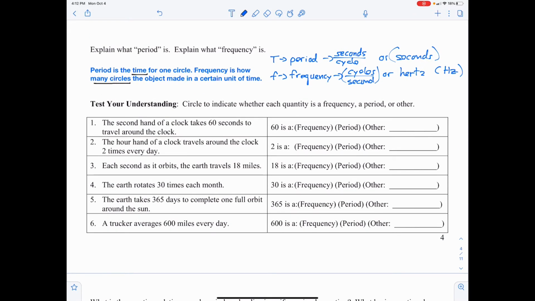Test your understanding. Circle to indicate whether each quantity is frequency, period, or other. Please pause the video now and test yourself. Go ahead and begin.